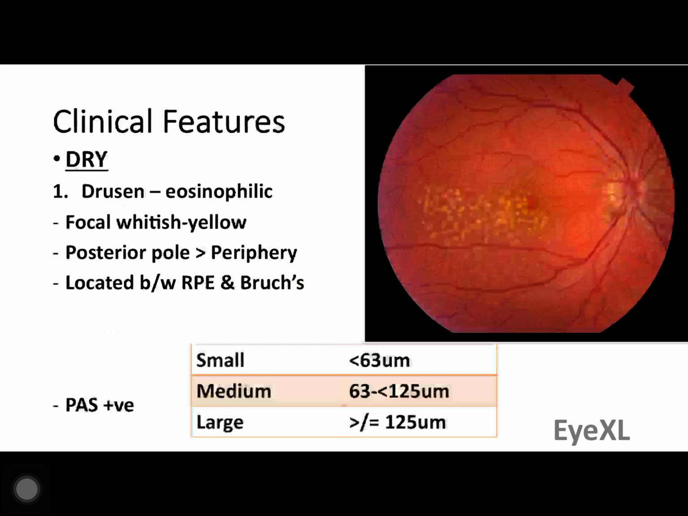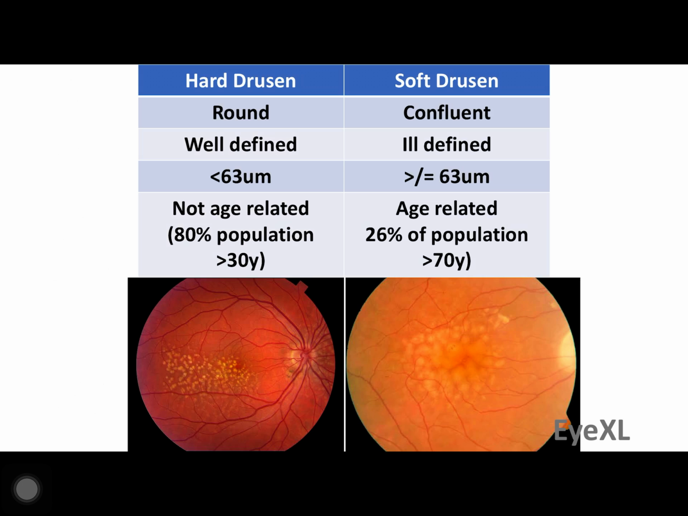And as I've already mentioned, it is a periodic acid Schiff positive structure. There are two types of drusen. There is a hard drusen and a soft drusen, very similar to the hard exudate and soft exudate that we see in diabetic retinopathy. Hard drusens are round, whereas soft drusens are more confluent in appearance.